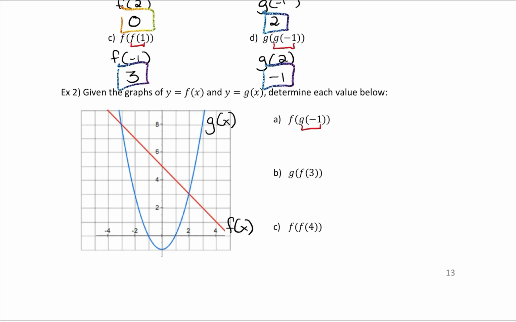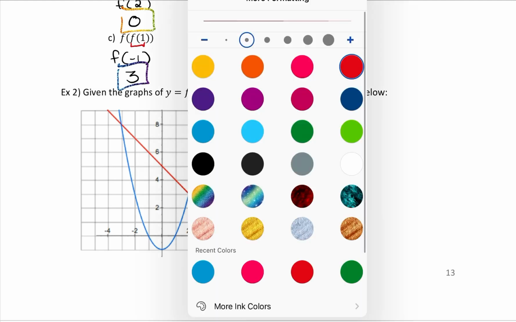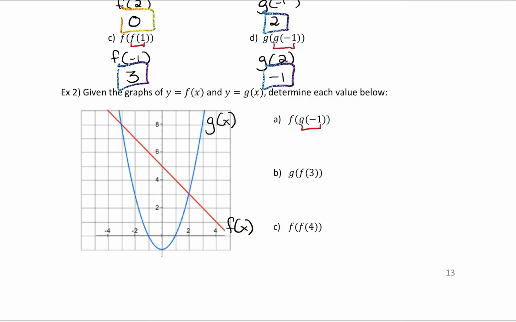So g of -1 means we're going to where x is -1. So I'm going to do this just in a different color. So I'm going to use green. I'm going to go to where x is -1, and I'm going to line it up where my g of x graph is, which in this case happens to be right on the intercept. So the y value of that point is 0. So this becomes f of 0. Now I'm going to go to where x is 0, and I'm going to line that up with my f of x graph, and that y value is 5.